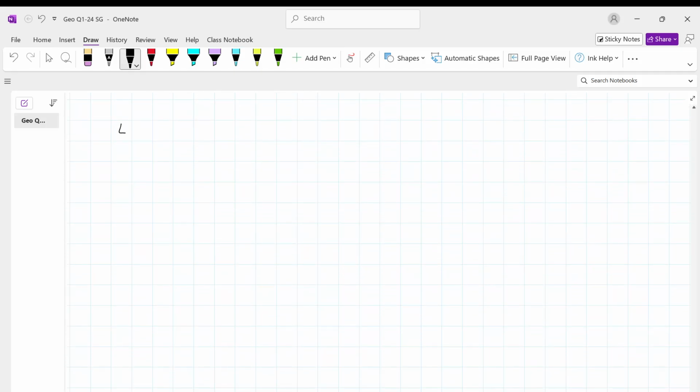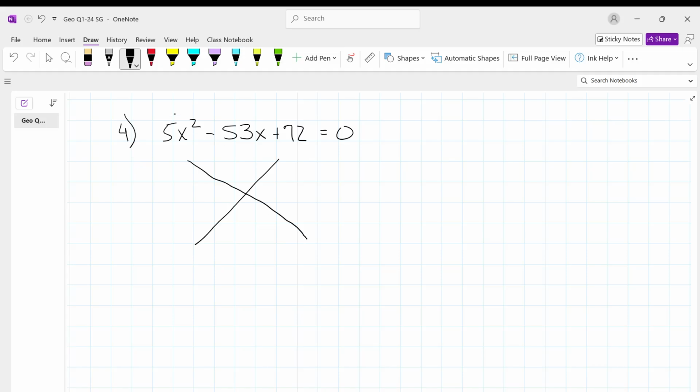Problem number 4. We got 5x squared minus 53x plus 72 equal to 0. All right, so again, we're factoring. A times C goes in the top of our cross. So A times C is 360. Our middle term goes on the bottom. We need two factors of 360 that multiply to 360, but they add to 53.